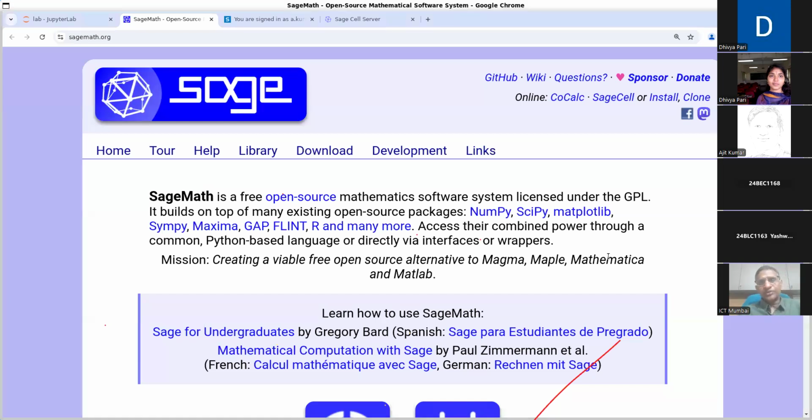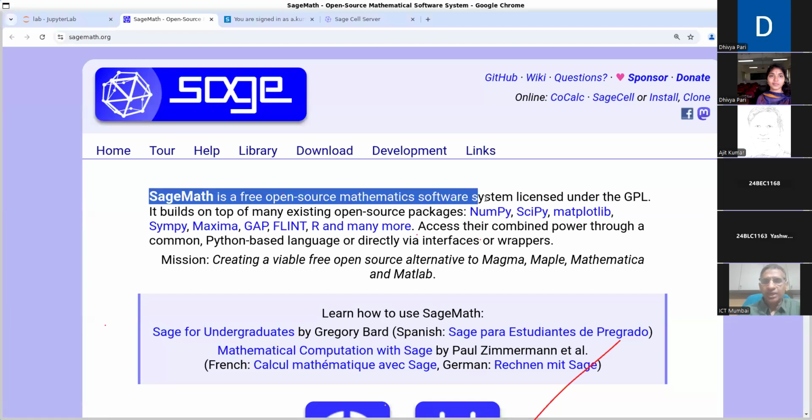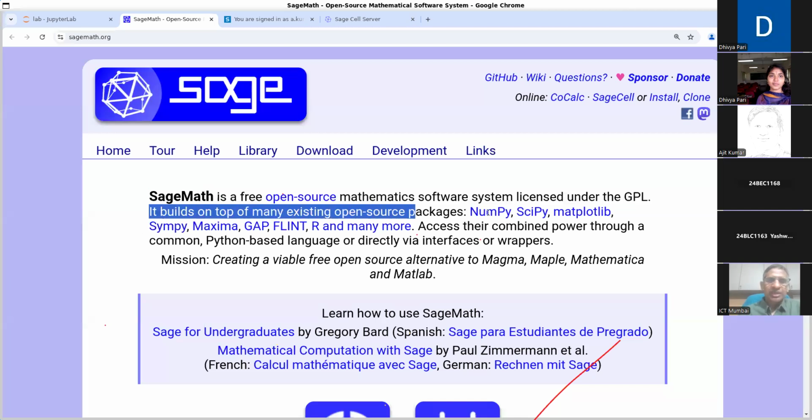So this is open source, as you can see here. SageMath is open source mathematical software licensed under GPL, the General Public License, and it is built over many open source software. It actually uses NumPy, SciPy, Matplotlib, SymPy, etc. All these things you learned in the previous semester in your Python course, right?